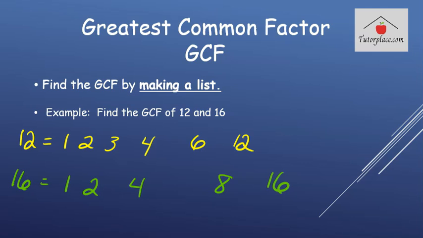So now you just simply look and see what is the largest number that's in both of your lists. Well, they both have a 1, they both have a 2, they both have a 4. And so 4 is the largest number that's in both lists. Therefore, the greatest common factor between these two numbers is 4. So that's how you do it by making a list. You just simply list out the factors of each of the numbers, and then look for the largest one that's in both lists.